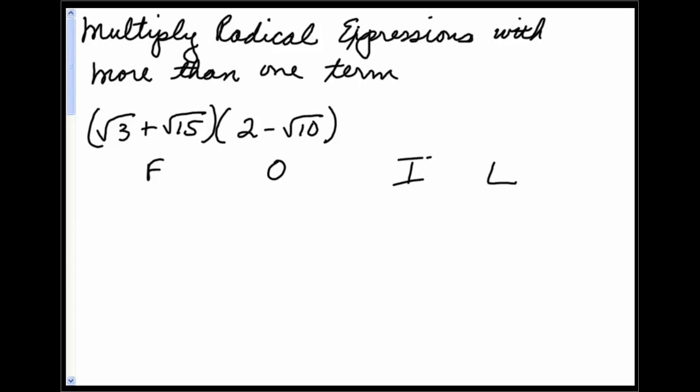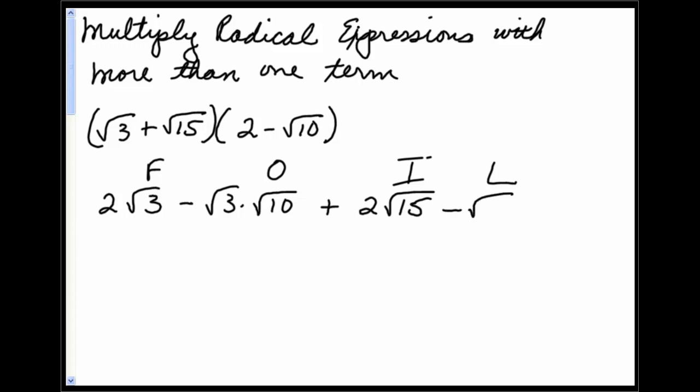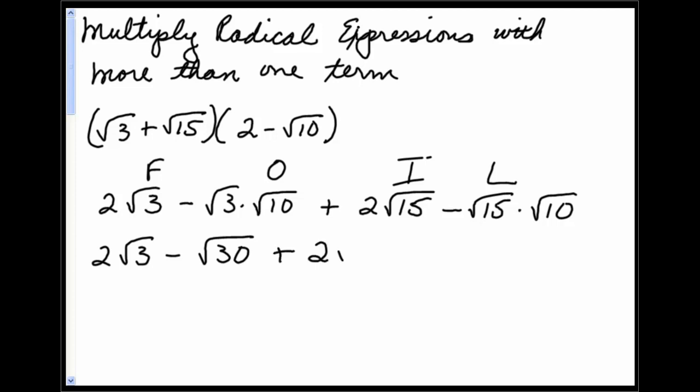So multiplying the first terms, we end up with 2 radical 3. Outside terms will be minus radical 3 times radical 10. Inside terms will be plus 2 radical 15. Last will be minus radical 15 times radical 10. So we have 2 radical 3 minus radical 30 plus 2 radical 15 minus radical 150.